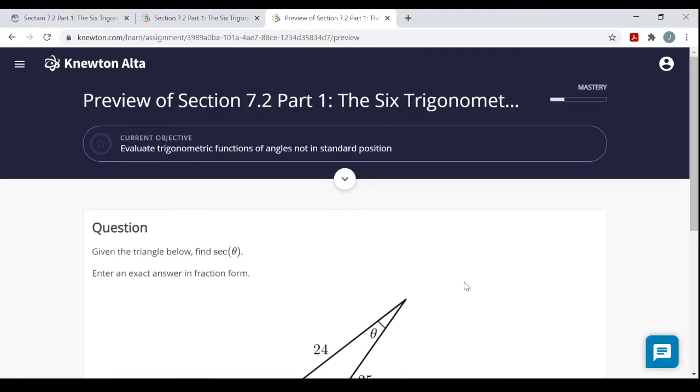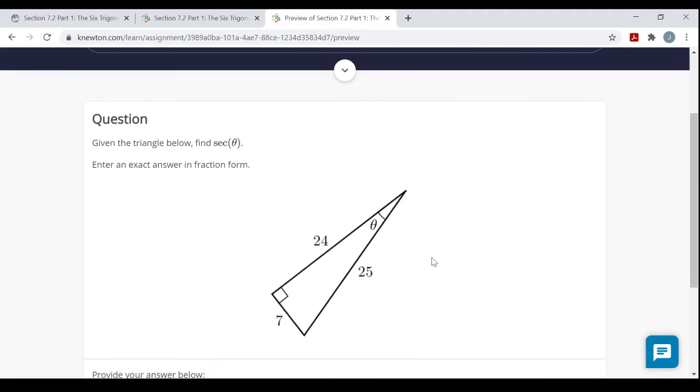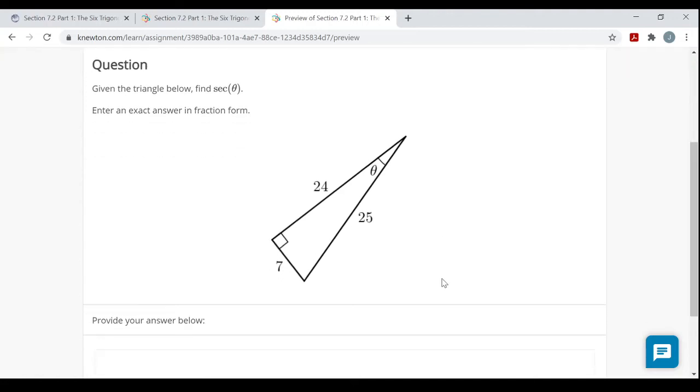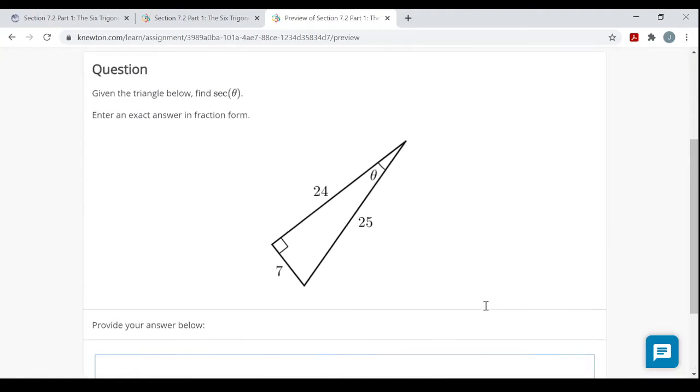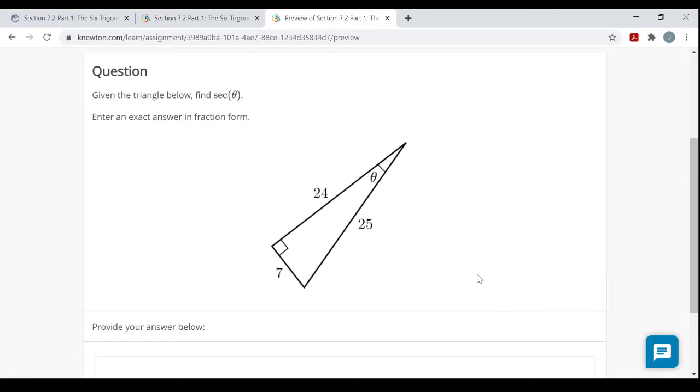Again, this objective is just to evaluate trigonometric functions of angles not in standard position. They're drawing right triangles that aren't horizontal. You see the right triangle they have here, how one of the sides isn't horizontal. That's all this objective is about. You can click on more instruction if you wish. I've already talked about it. I'm just going to draw this and do it on paper.